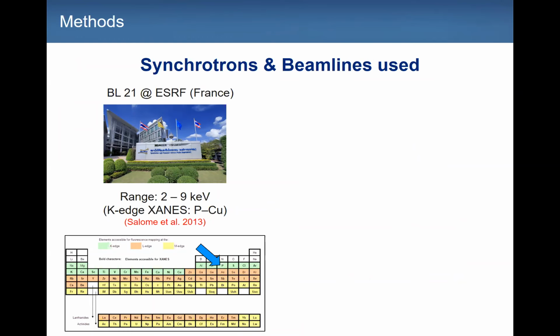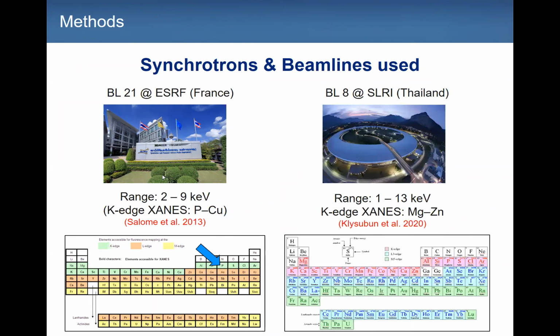I started my career at Beamline 21 at the ESRF in France. It has a range of work between 2 and 9 keV, so you can analyze phosphorus up to copper with K-edge XANES. And after a couple of years, I switched to Beamline 8 at SLRI in Thailand, in Nakhon Ratchasima. Very nice instrument. Oh, I mixed up the pictures. Oh, I'm sorry. This is, of course, Thailand, and this is ESRF. I'm sorry for that. Okay, but the instruments are correct.